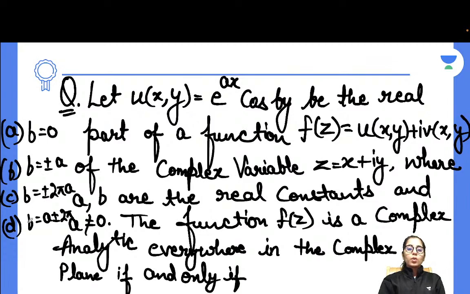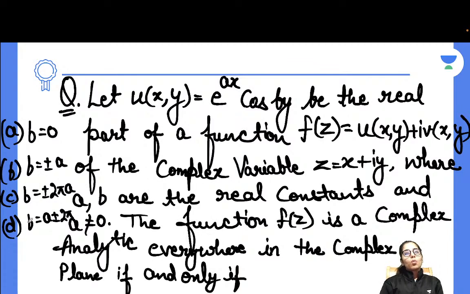So let u(x, y) equal e to the power ax cos by be the real part of a function f(z) equal to u(x, y) plus iota v(x, y) of the complex variable z equal to x plus iota y, where a and b are real constants and a is non-zero. The function f(z) is complex analytic everywhere in the complex plane if and only if what?